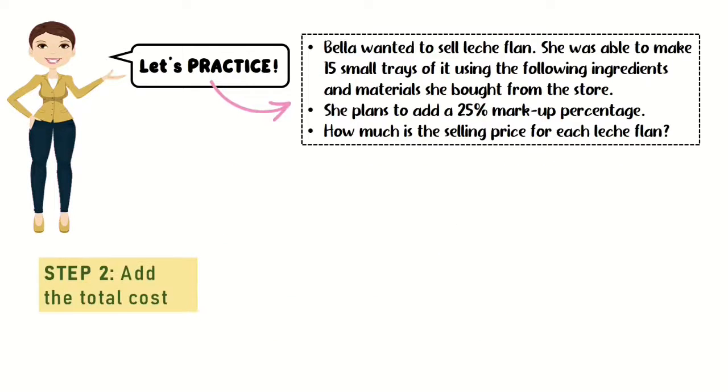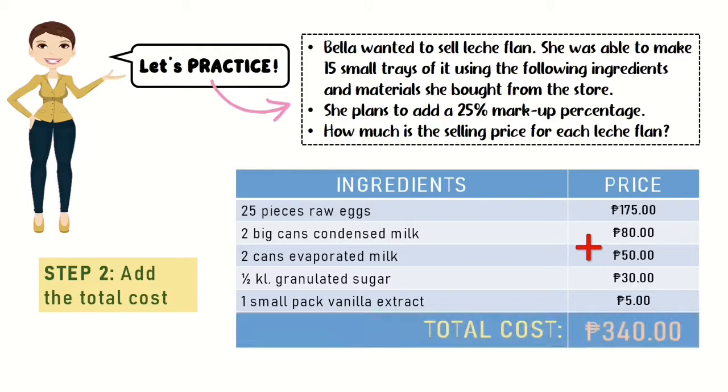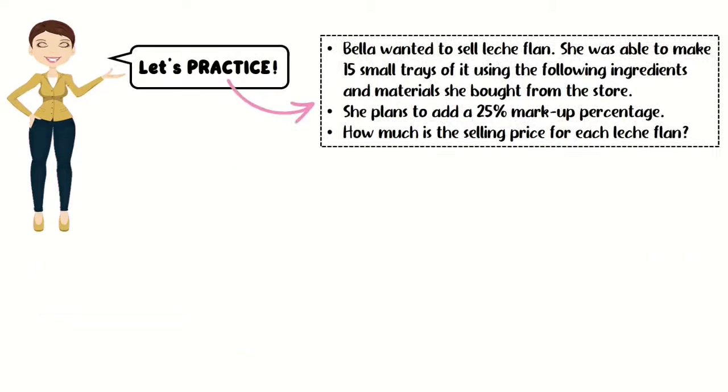Step 2 is to add the total cost. Here's the list of ingredients including its price. To get the total cost or expenses, we're going to add these prices. And the final result of this is what we call the total expenses or total cost. So our answer is 340 pesos.